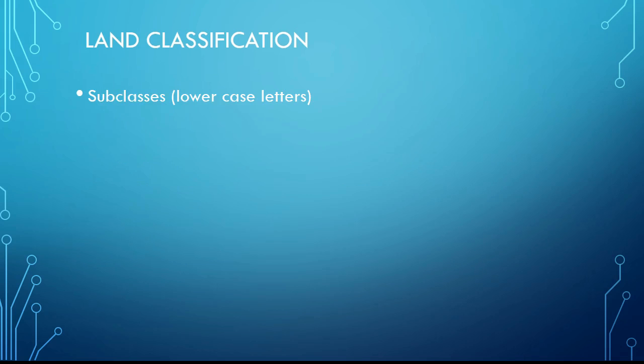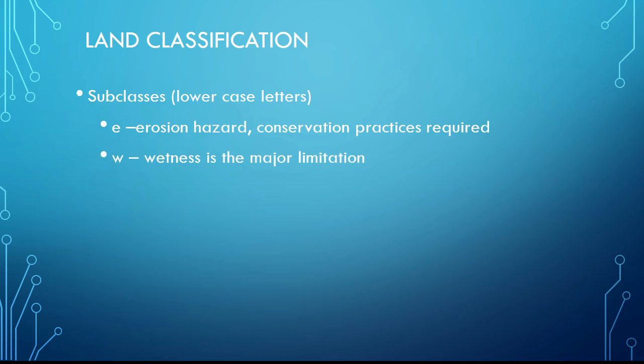The subclasses are a secondary characteristic or breakdown in this land capability classification system. This uses lowercase letters, and each letter has some specific meaning, such as E for an erosion hazard, and if the E is there, then conservation practices are required.